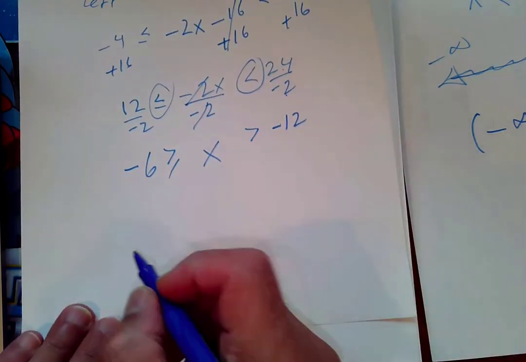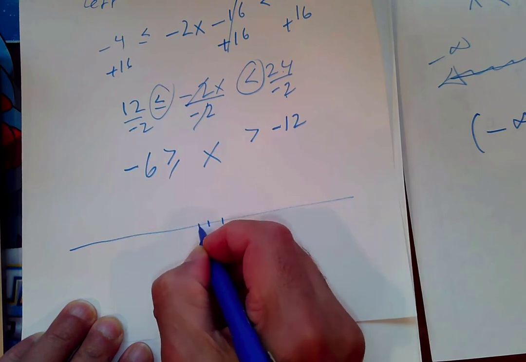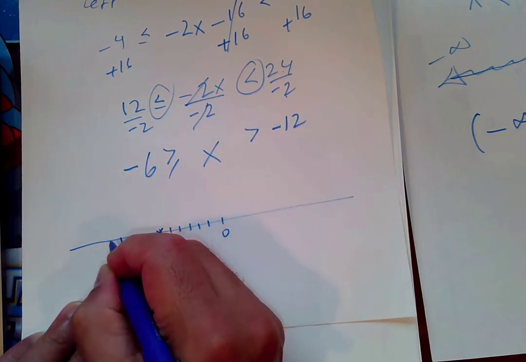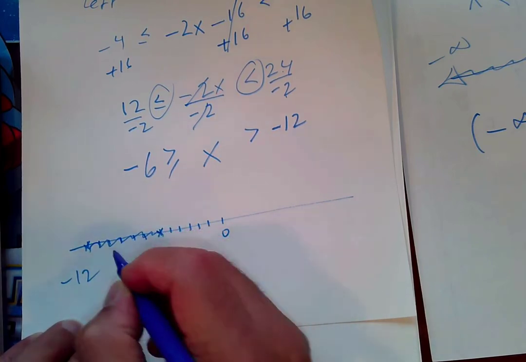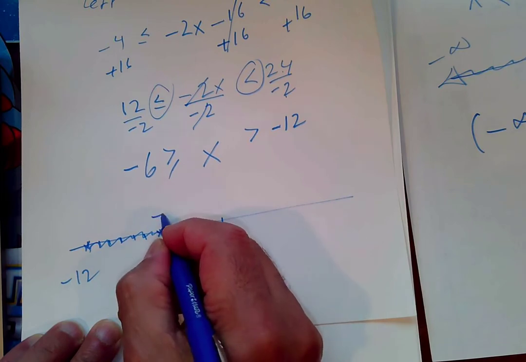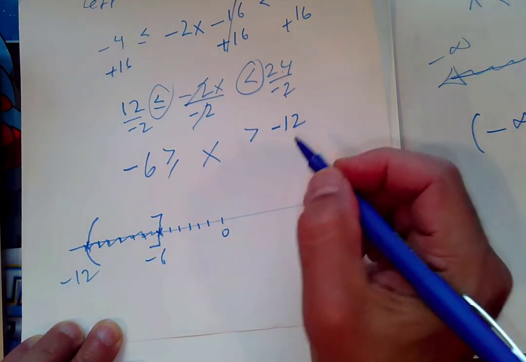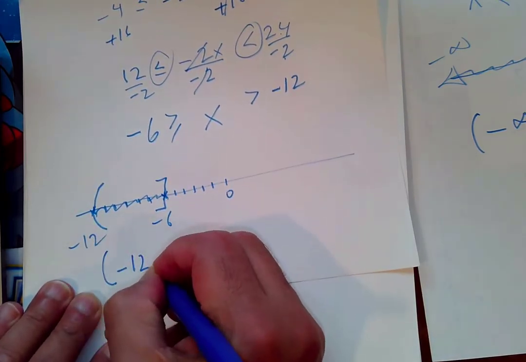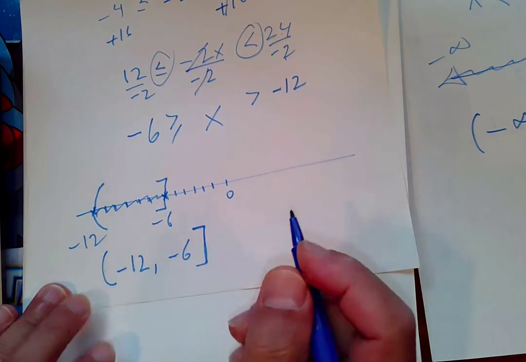To graph it, remember negative 12 is to the left of negative 6. So this is negative 6. And this is negative 12. So we're going to include everything between these values. At negative 6, we have a bracket. And at negative 12, we have no line, so it's a parenthesis. And using interval notation, you're starting at negative 12, ending at negative 6, including negative 6, but not negative 12.